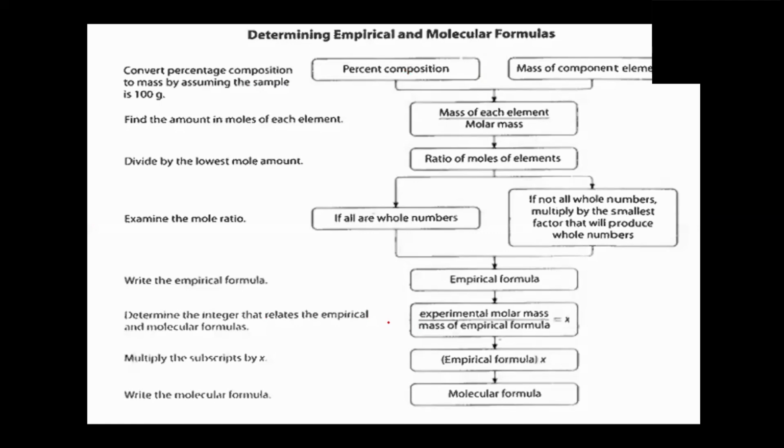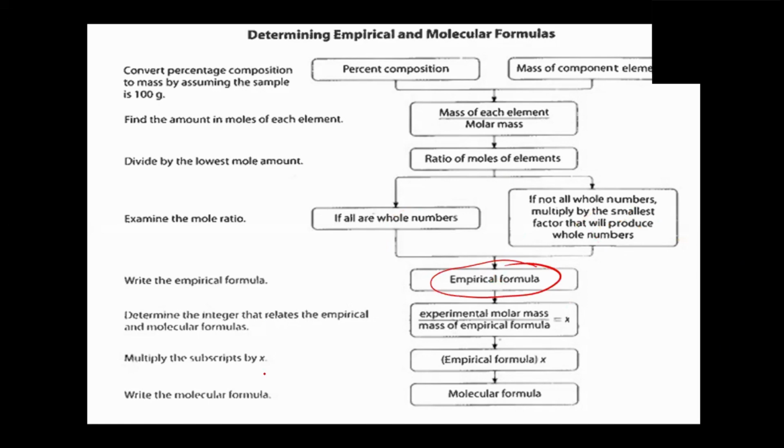So in conclusion, first of all, sometimes you will be given a percentage composition, sometimes a mass. Anyway, you have to divide it by the atomic mass of each element. You will get the ratio of moles. After that, you have to divide by the lowest mole amount. If they are whole numbers, it is the empirical formula. If they are not whole numbers, you have to multiply by the smallest factor to make them whole numbers. So you will get the empirical formula.